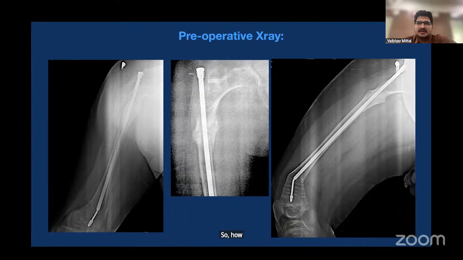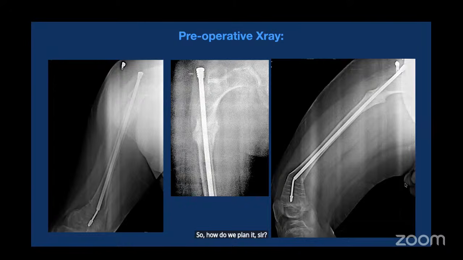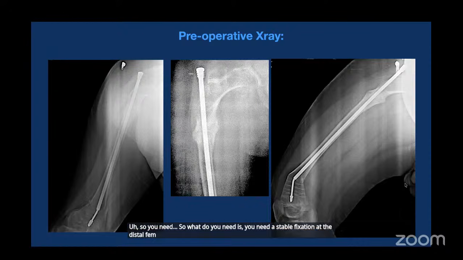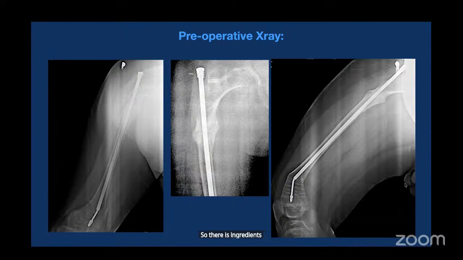So, how do we plan it, sir? So what you need is stable fixation at the distal femur. Second, you need to straighten that, and maybe the coxa vara can be tackled later.